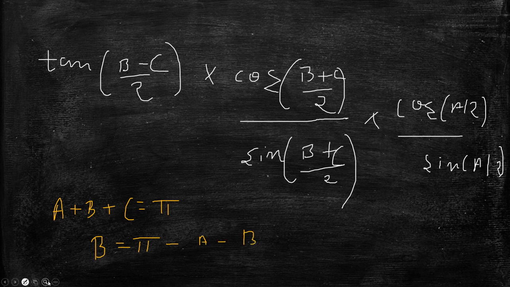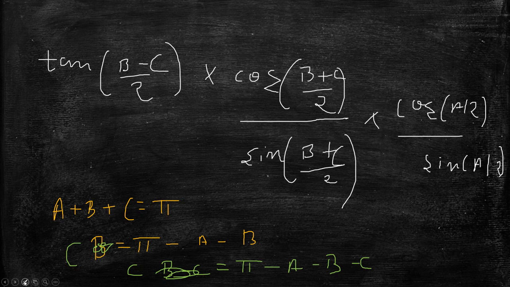Okay, I subtract C on both sides, to get B minus C. Okay, so my C is equal to pi minus A minus B.